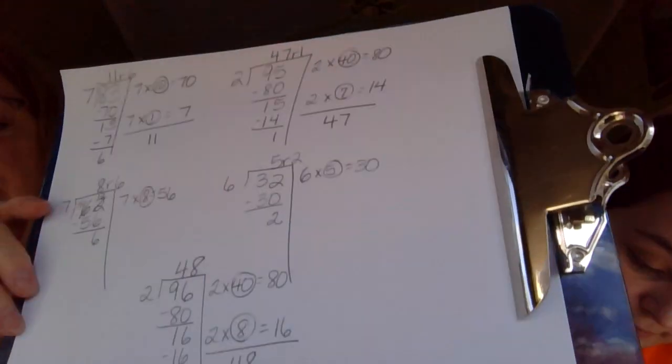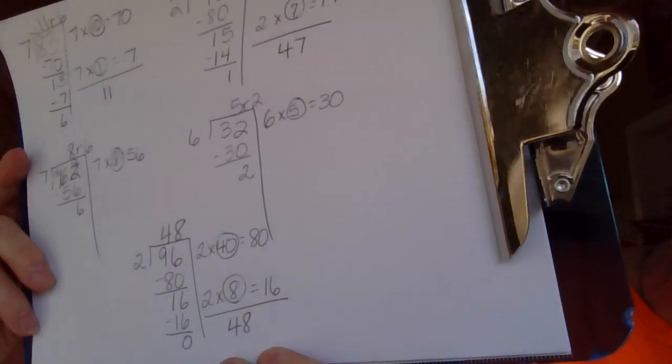Yeah, I can do that. Oh, I didn't have a remainder this time. Oh. Well, I guess that makes sense because 96 is an even number and I was dividing by 2, so I shouldn't have a remainder. I got really lucky that time. Ooh, 48.